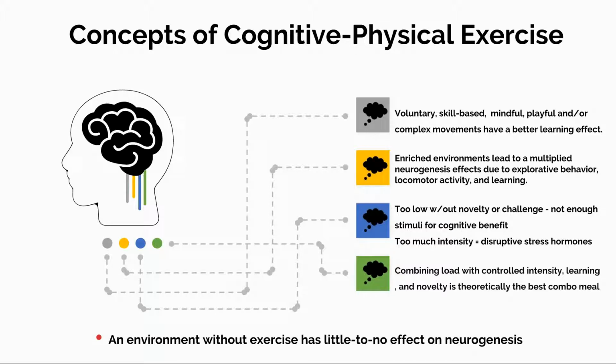Very interesting to note, an environment without exercise, no matter the stimulation, has little to no effect on neurogenesis. And they've done this where they restrain animals from moving, and you can stimulate them cognitively, and there's little to no effect on neurogenesis. I find this amazing. If this is not convincing enough to say movement and exercise are one of the best ways to train the brain and enhance cognition, I don't know what is.